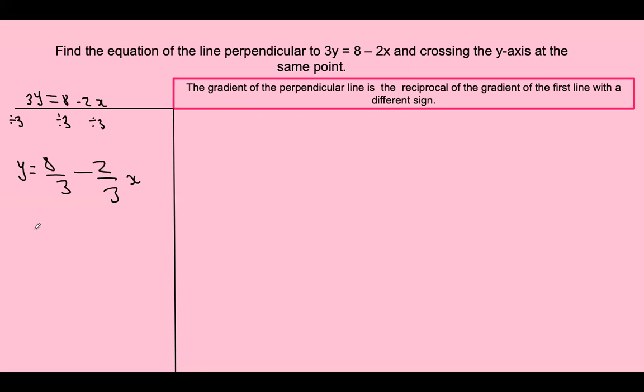Remember, just so that you don't forget, why don't we swap 8/3 and minus 2/3 x? So we write minus 2/3 x plus 8/3. So this is the gradient now, minus 2/3. Now, how about the gradient of our second line? It is the reciprocal, so it's going to be 3 over 2, and with a different sign, from minus becomes a plus, or simply 3/2, or 1.5.